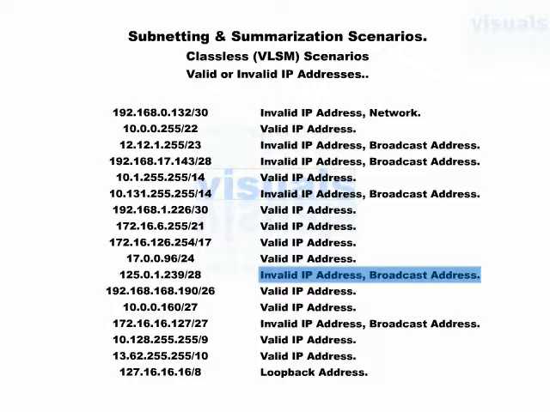/28 is telling me that it belongs to class C subnetting. Okay, so it applied 4 bits from 25 to 28. Now 128, 192, 224, 240. Okay, 240 gives a block size of 16. Apply 16 on the 4th octet.